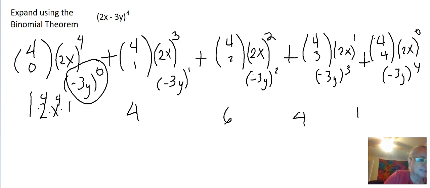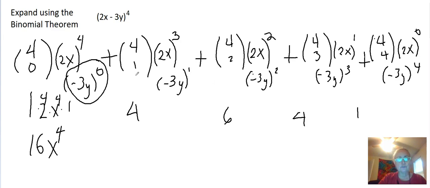So that's 16x to the 4th. Why? Because 2 to the 4th is 16. 1 times 16 times 1 is 16. x to the 4th, there should be no y factor in this first term.